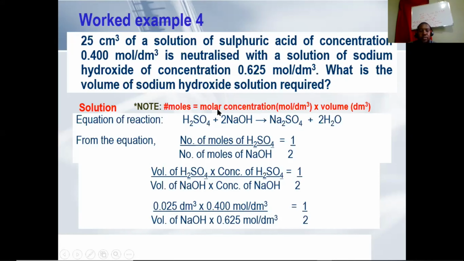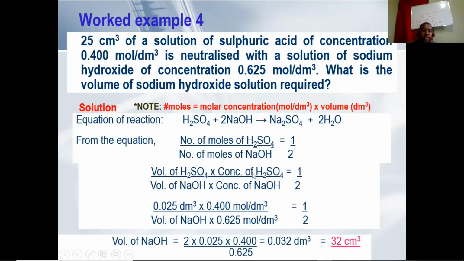So remember, mole is equal to concentration times volume, and that's what's there. So for H2SO4, the volume was 25 cm cube, so we divide by 1,000, so we get 0.025 dm cube times its concentration, which is 0.400, right, over the volume of NaOH, which is what we want to find, times its concentration, which is 0.625, right? And in that case, we get 32 cm cube.